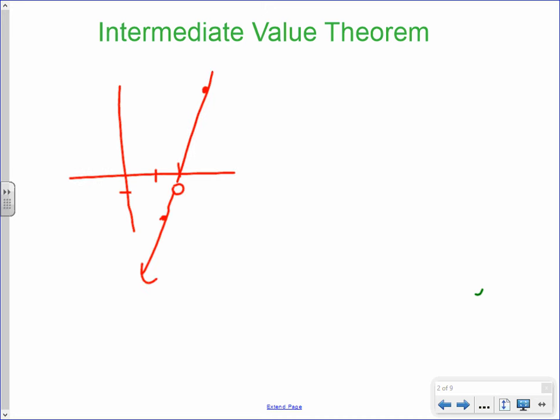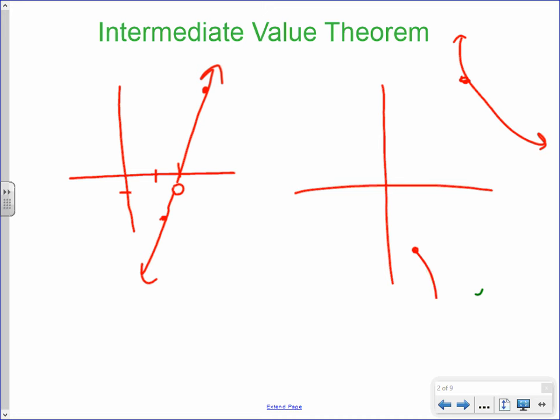I peeked at Logan's graph. He had this for one of them. Okay, we have a discontinuous graph that doesn't hit the y value of -1. Okay, what's another graph? One with an asymptote. Something like that? Yeah. Good.